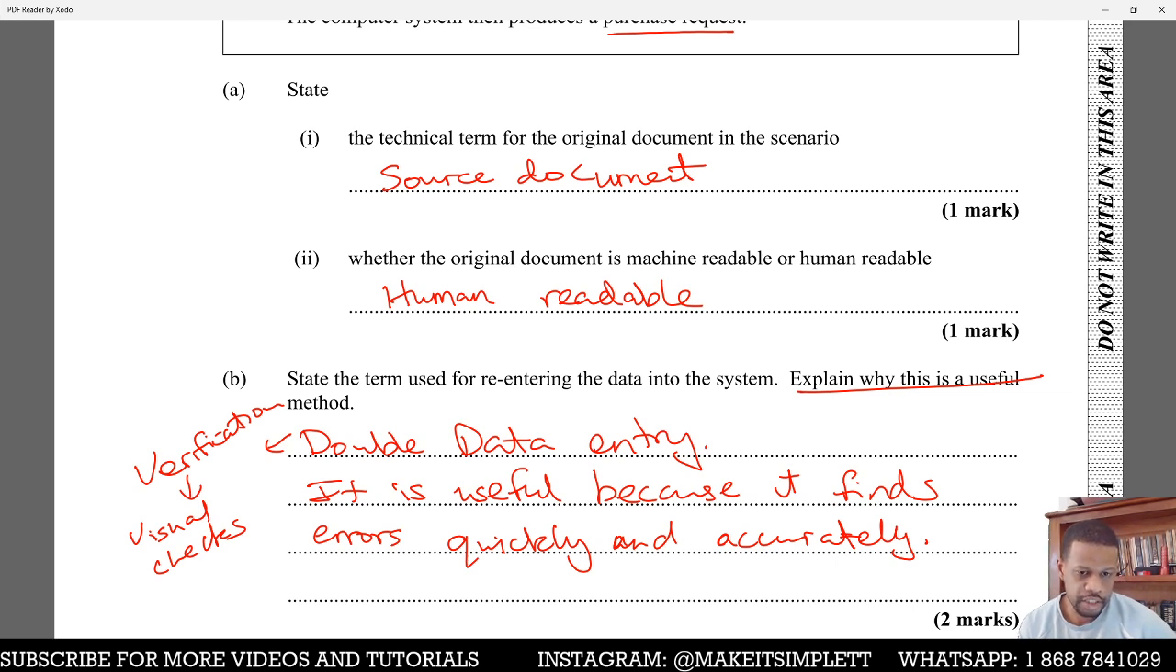Jared, yeah, it makes sense. Dominique, dual input is an okay answer, but the actual term is double data entry. So that's kind of getting you in the habit of using that dual input. I don't know if they will accept it. I'd rather you put double data entry because that's the actual technical term, and sometimes you have to make sure you write the technical term.